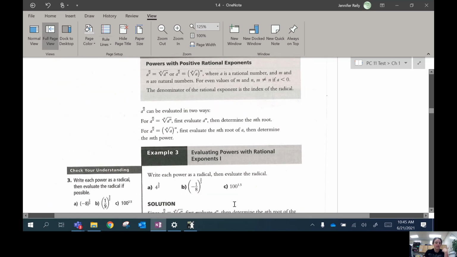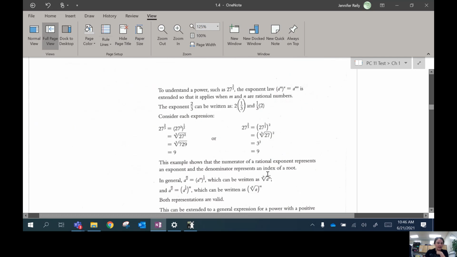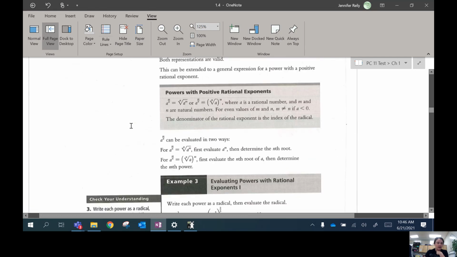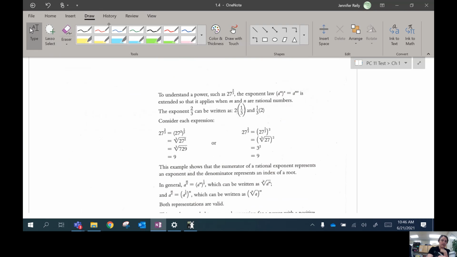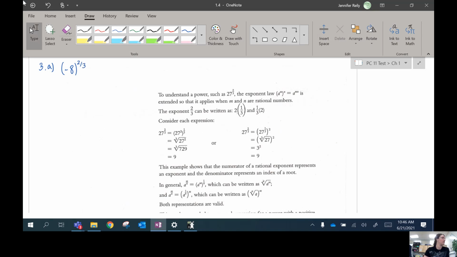So let's go to question 3 first. It says write each power as a radical. So we're going to change it to a root and then evaluate it. Okay, so because there's a lot of space up here and not so much space there, I'm going to use this blank space. So I'm going to flip back in my book, make sure I'm in the right spot. Okay, so this is 3a, and we're evaluating -8 to the power of 2/3.